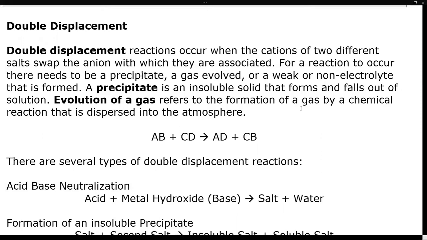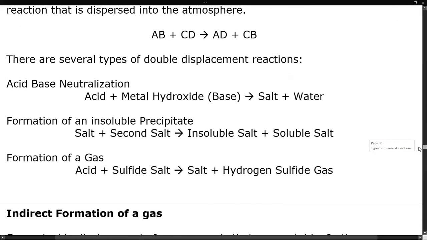So the general rule is that AB plus CD is going to go to AD plus CB. That is, the cation and the anion are going to swap partners. Several types of those are common. You can get an acid-base neutralization. We've talked about those a little bit when we talked about titrations and things. But the acid is going to react with the base, which is a metal hydroxide, to produce a salt and water. We can form an insoluble precipitate.